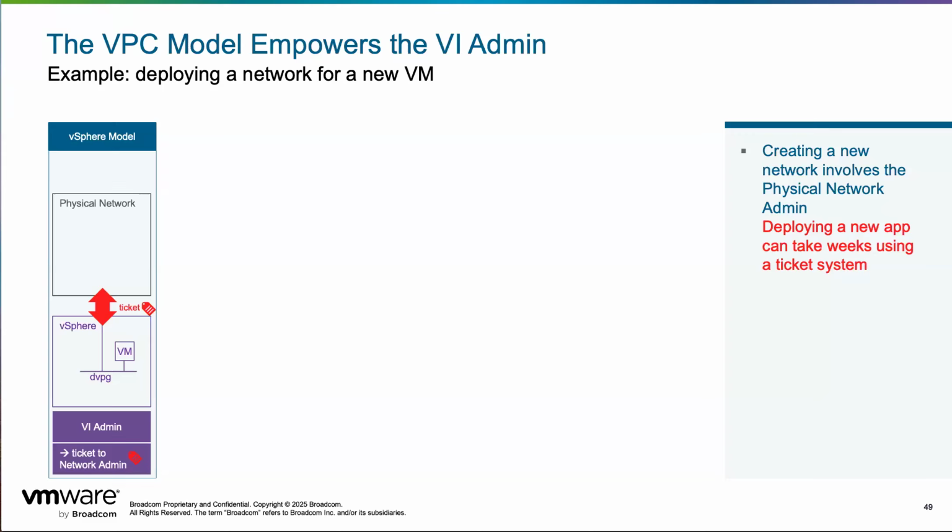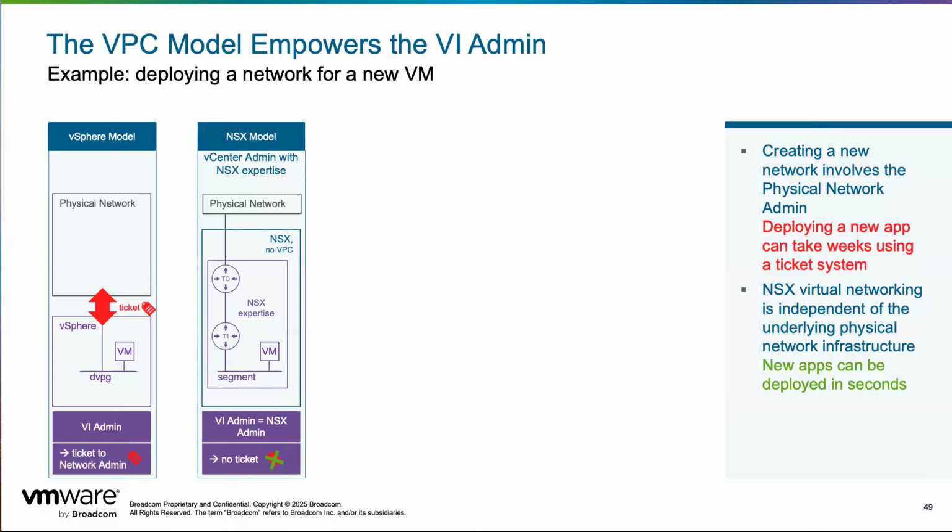I open this ticket. I send it to the network team. The network team comes back with everything configured in the physical infrastructure. Then I can create a DVPG with the appropriate VLAN and attach my VM, and I'm done. So on one hand, it's very simple because the only thing I need to do is create a ticket and I don't need to know networking at all. On the other hand, I'm completely dependent on another team, and we had literally feedback from customers who say that it can take weeks to deploy a new app using this model. So the NSX model allows you to get rid of the interaction with the physical network by virtualizing everything.